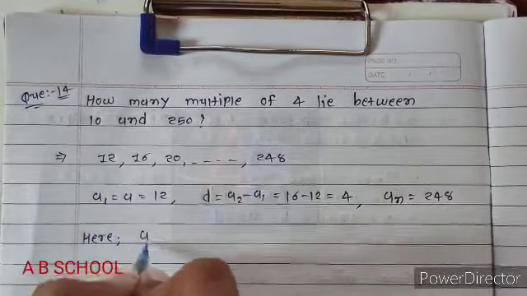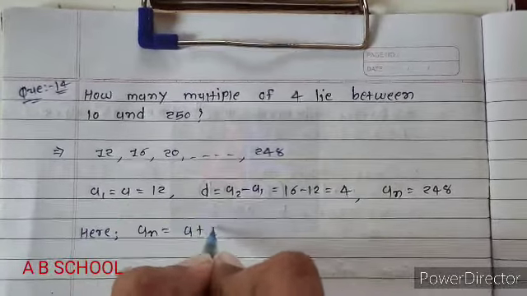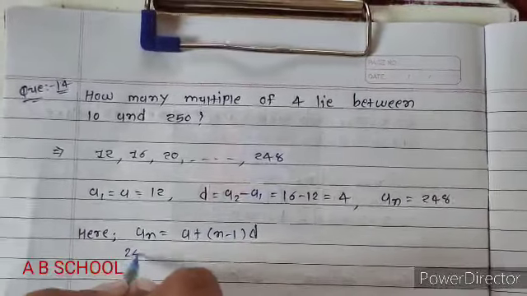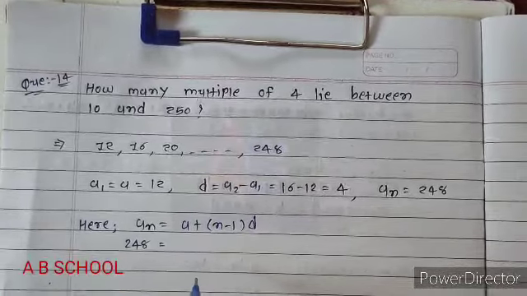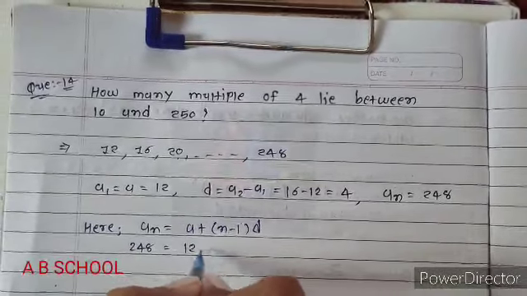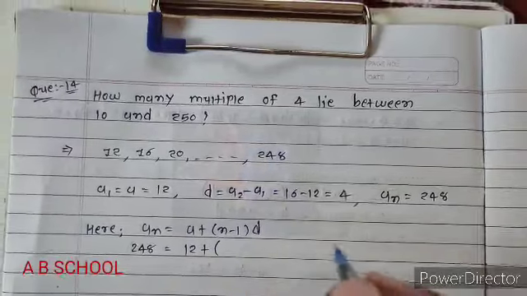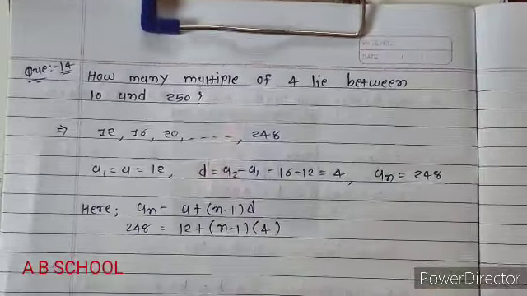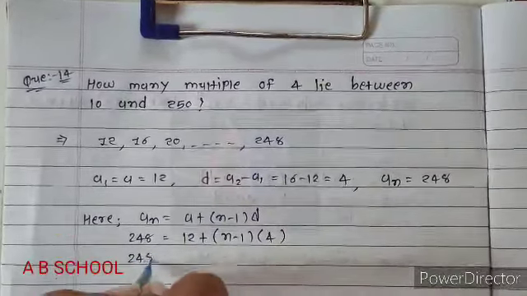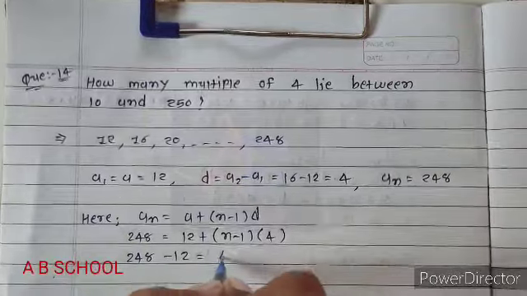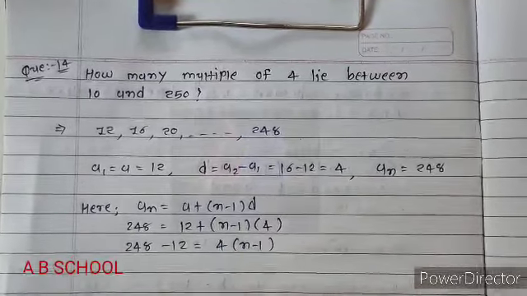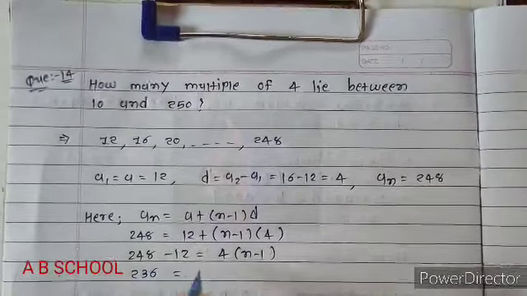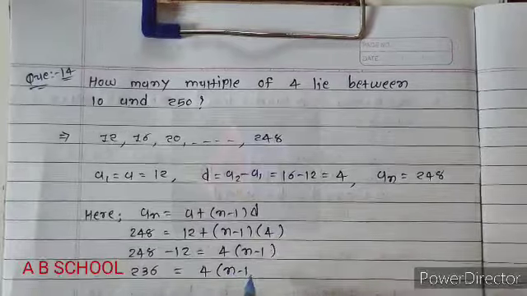here an is equal to a plus n minus 1 into d. The value of an 248 is equal to the value of a, the first term, 12, plus the total number of terms, which we have to find, so n minus 1 as it is, and common difference d is 4. Okay, so 248 minus 12 is equal to 4 into n minus 1. 248 minus 12, 236 is equal to 4 into n minus 1.